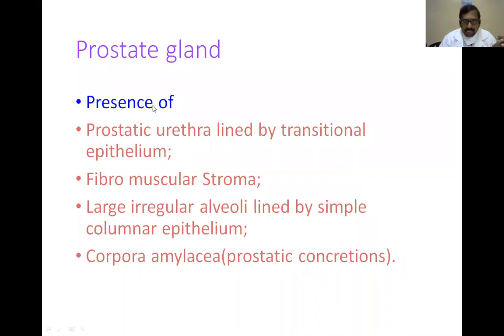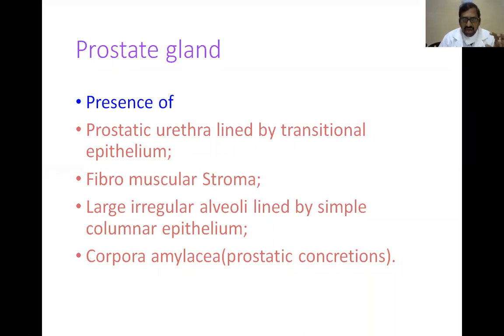Next, the stroma of the gland is also very, very important. Here the stroma of the gland is fibromuscular stroma. Fibromuscular. This is a very, very important characteristic feature of the prostate gland. If you take the breast or mammary gland, the female breast, that is fibrofatty stroma. Fibrofatty stroma.